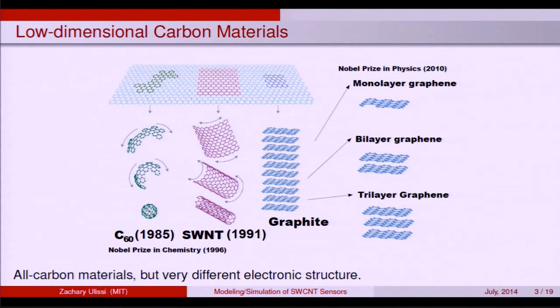So there's been a lot of excitement and a lot of interest in these materials, primarily because the confinement that you get when a single sheet of carbon is rolled up into a ball or a tube, or you look at a single layer, leads to very interesting electronic structures. And so it's different from if you just had a single sheet of graphene, or if you were just looking at the electronic properties of graphite.